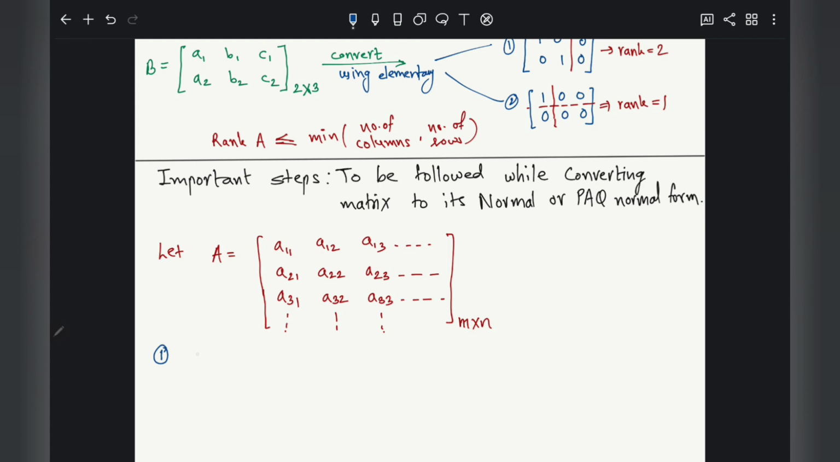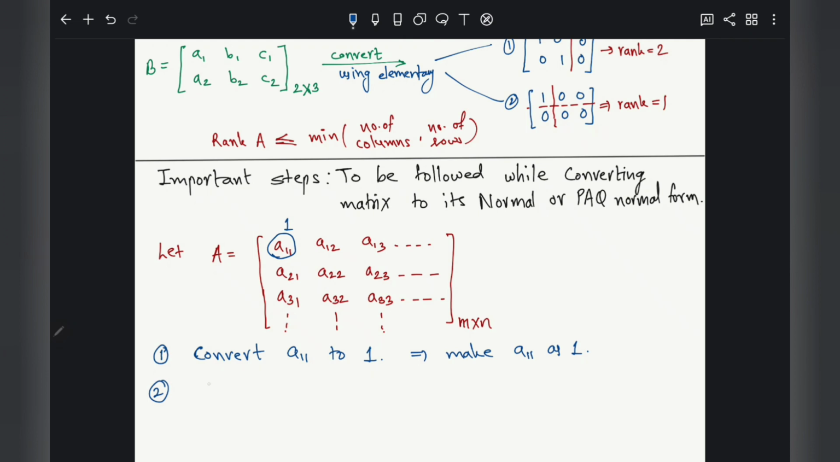So what is step 1? You have to convert a11 to 1. That means you have to first make this a11 entry 1. For this you can use any row operations or column operations, that is, any elementary operations. You can do the exchange, you can do the subtraction. I hope all of you know elementary operations, right? So you can do that and bring a11 to 1. This is our first step.